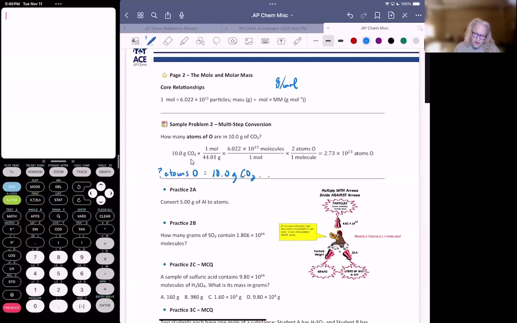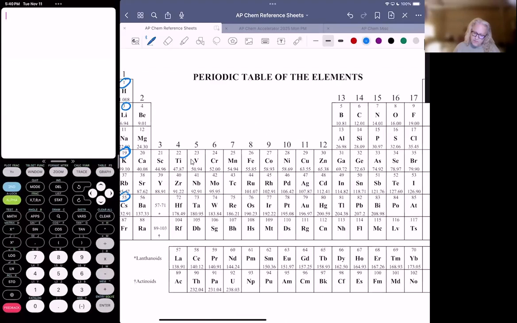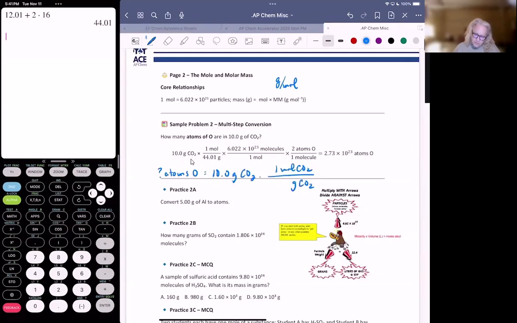When I'm given grams, I need to cancel out grams. That tells me I need the molar mass of CO2. Carbon has a mass of 12.01 plus 2 oxygens makes a molar mass of 44.01. So the grams cancel out, and now I have moles of carbon dioxide.